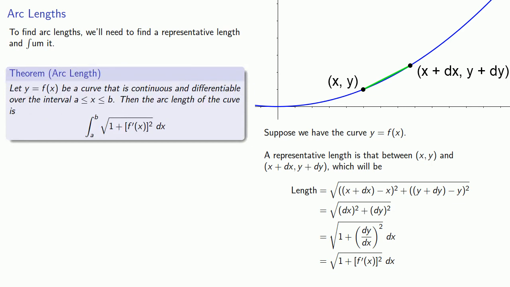Let y equals f of x be a curve that is continuous and differentiable over the interval between a and b. Then the arc length of the curve is going to be the integral from a to b of square root 1 plus f prime of x squared.